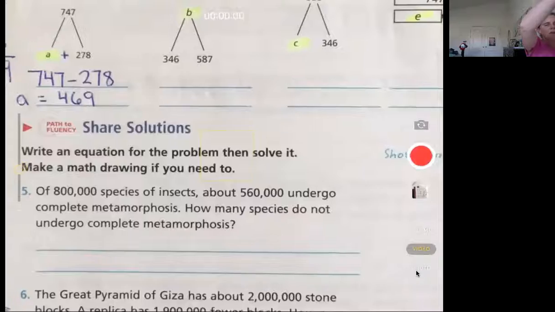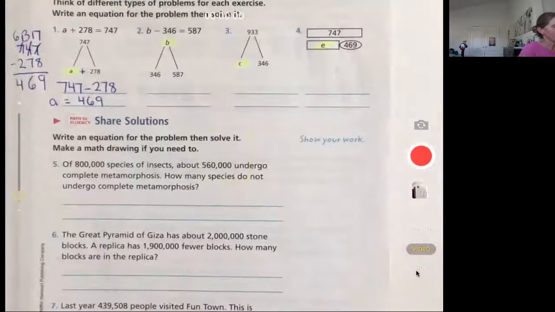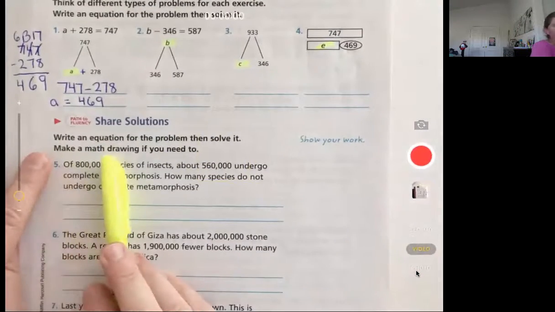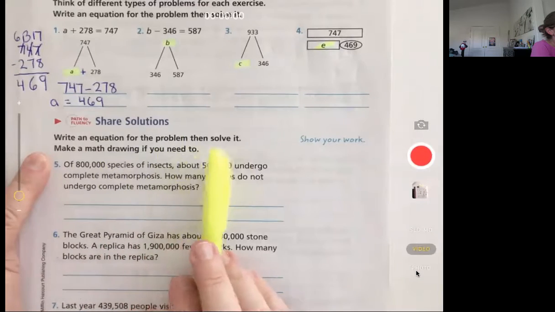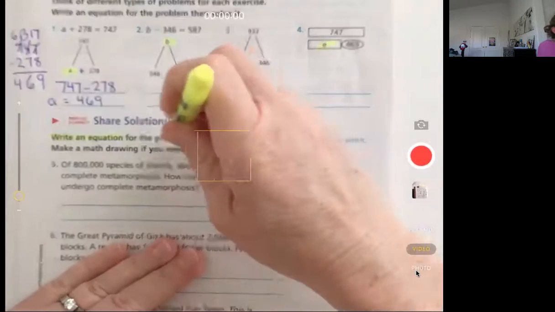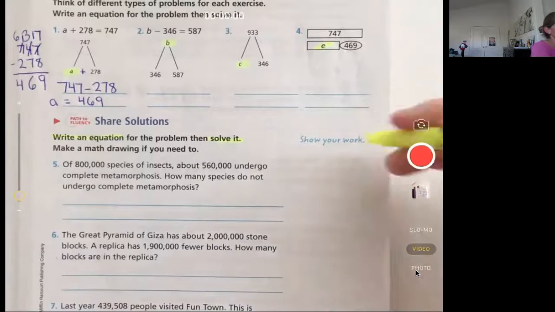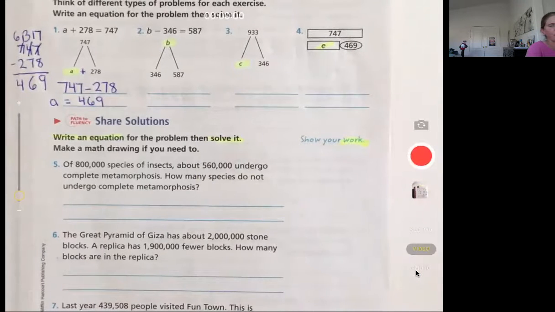So down below, let's shrink this up just a little bit. Let's read our directions. Write an equation for the problem, then solve it. So we have to do 2 steps. Write an equation and solve it. I have space on the side, so this is where I'm going to expect to see your equations. Pictures, whatever work you need, this is where you need to show it, okay?